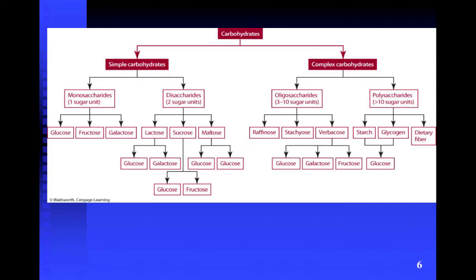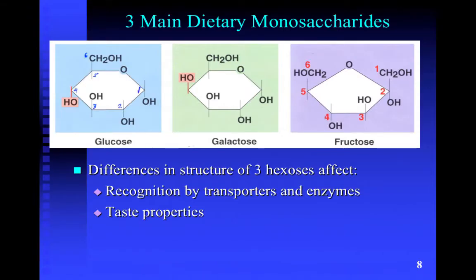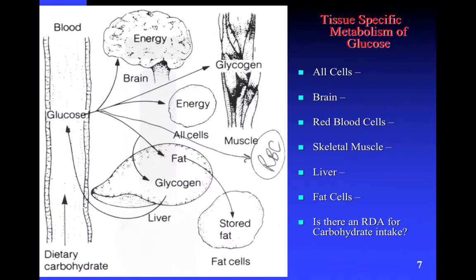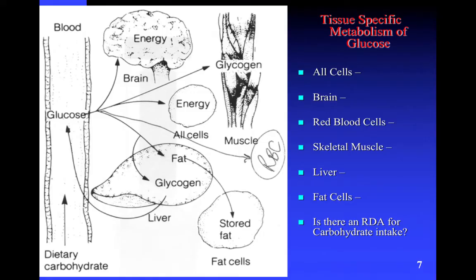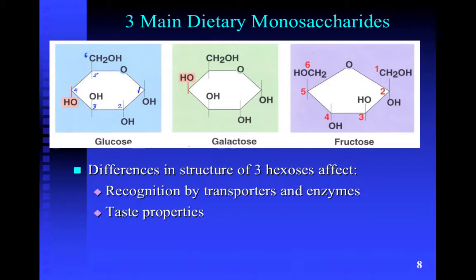We went through the first part of this, and we left off right here, and we talked about tissue-specific metabolism of glucose. So the next thing we're going to do in this process is we're going to look at the structure of the monosaccharides, and we're going to talk about those and why that's important.